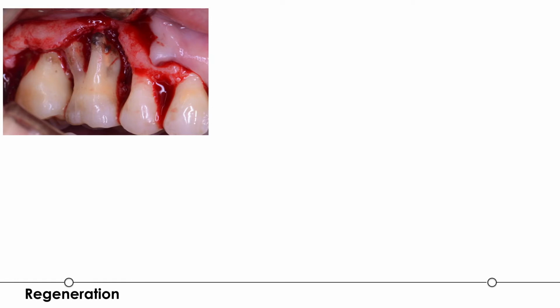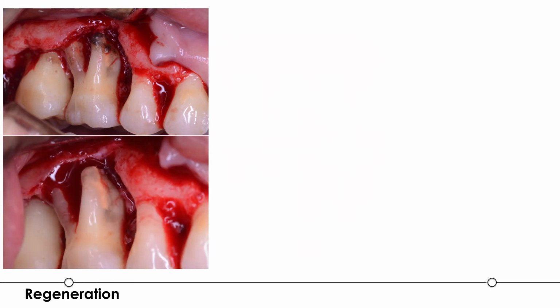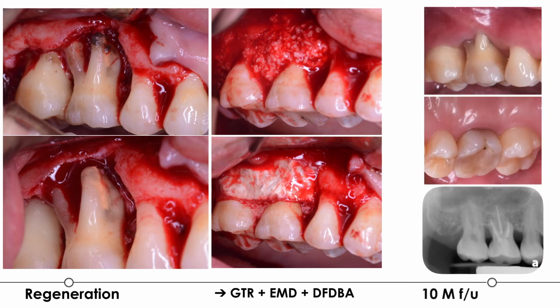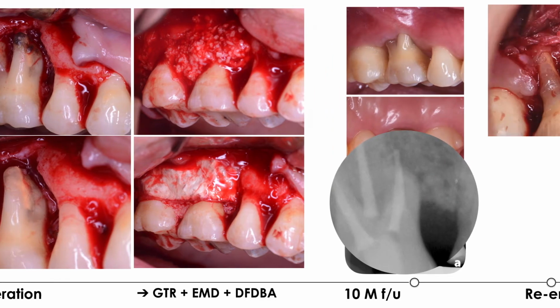After buccal flap elevation, we can see calculus accumulated toward the apex. After thorough debridement of the root surfaces, a combination of Endogain DFDBA and collagen membrane was used for the GTR. At 10-month follow-up, we can see radiographic bone fill around the root, but if we look closely, root resorption was noticed associated with the mesial root.